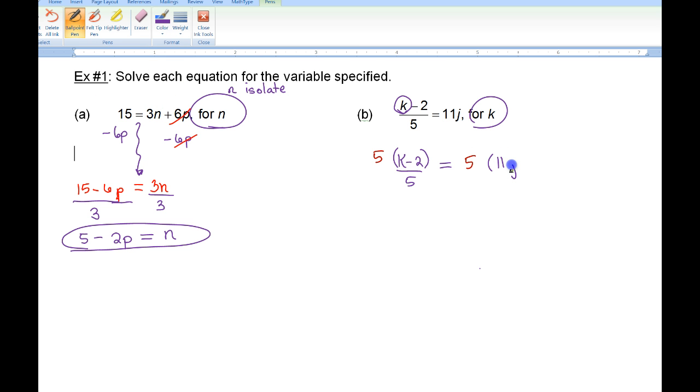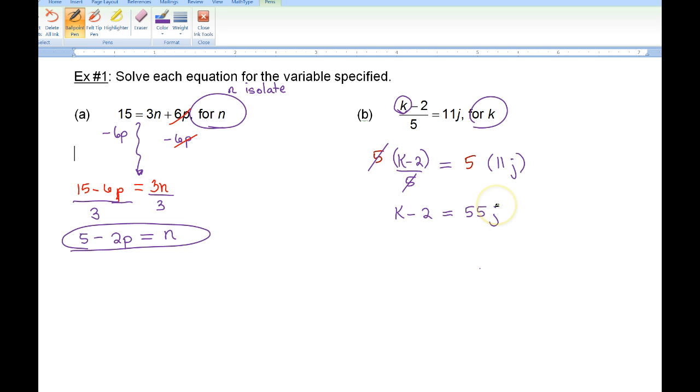So the reason I have to do it that way and I can't add the 2 is because we consider k minus 2 all in the numerator in grouping symbols. So now the 5s cancel, and we get just k minus 2 equals 55j.